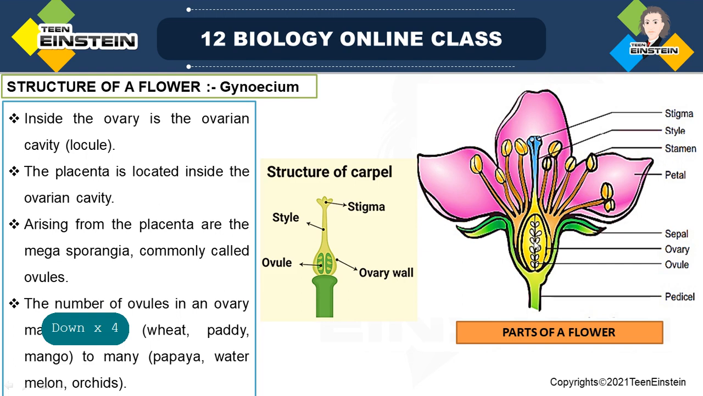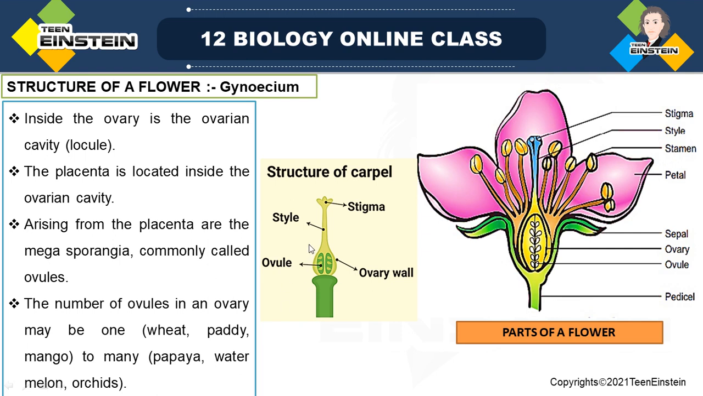Okay, so we are going to see how it looks inside the ovary. So I'm going to explain that now. Down the bulged part of this style, you can see the ovary, right? So inside this ovary, see this diagram, you can see the ovary here, and in this also you can see the ovary.